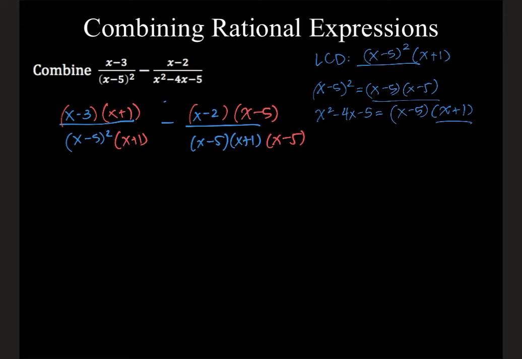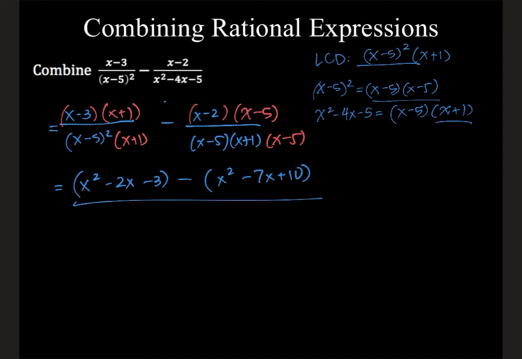Okay, next step is to FOIL each of these out. You can do this on the side or all together. In order to make it a little bit faster, I'll just do it pretty quickly. I'll go to its simplified version. So (x - 3)(x + 1) FOILed would become (x² - 2x - 3) in parentheses, minus (x - 2)(x - 5) becomes (x² - 7x + 10), all over the one denominator, (x - 5)² times (x + 1).